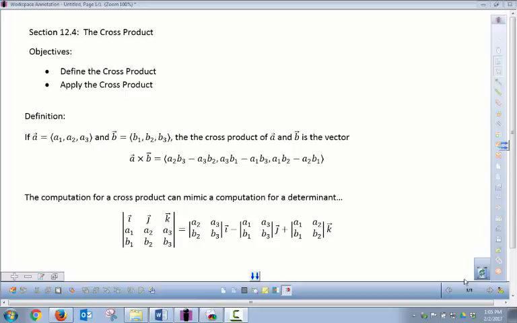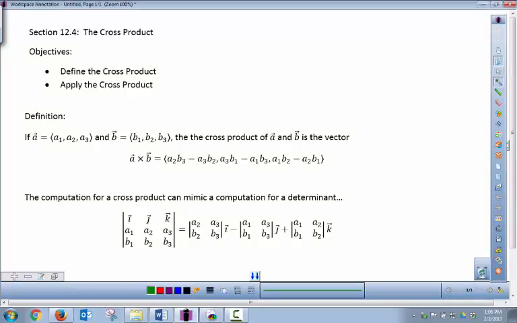So for those people that have taken linear algebra, the idea of a determinant should be familiar. And if you haven't taken linear algebra, we'll talk about it. The definition of the cross product is some complicated looking thing. By the way, the cross product is sometimes known as a vector product because the result is a vector.